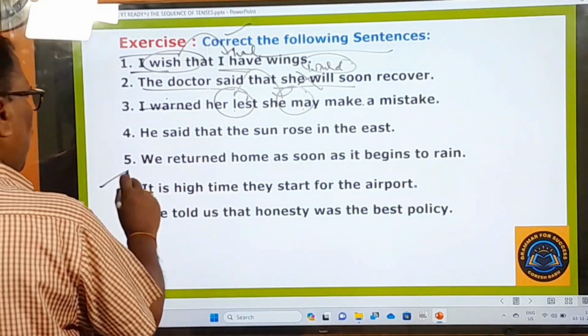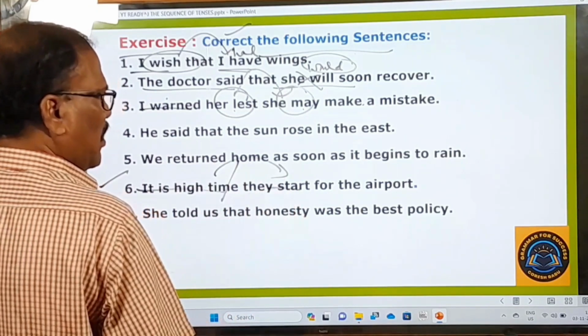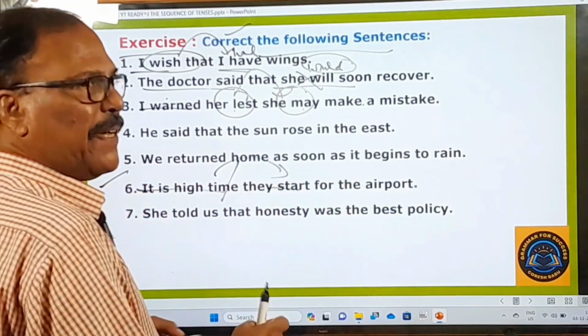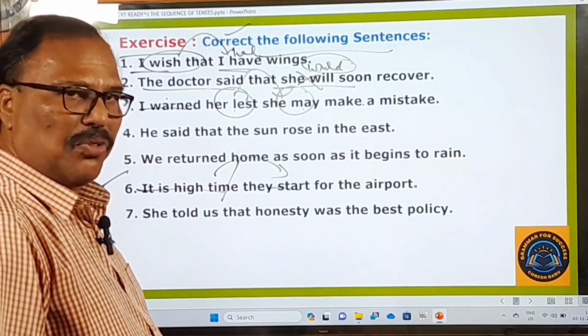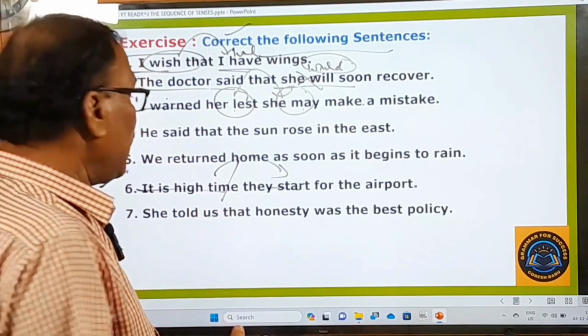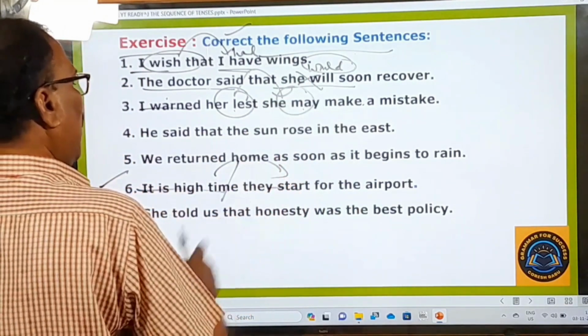And here the sixth one is there. It is high time. After high time, we must use only what? The past tense form. It is high time they started for the airport. That's why this should be in the past tense.